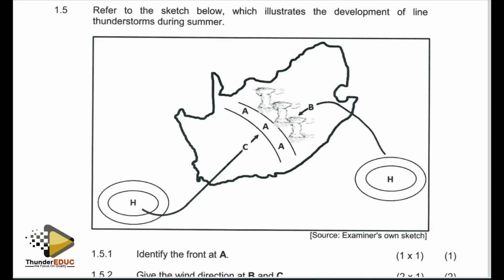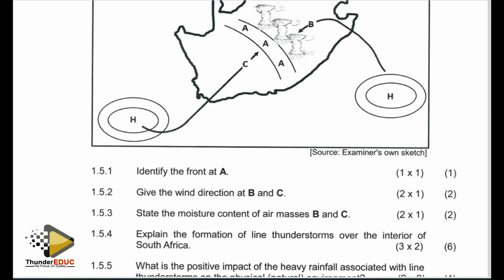Right, we have question number 1.5.1. Identify the front at A. This front here at A is a moisture front. It's a moisture front in that instance because of what happens at this front here. We have incidences of cloud formation and heavy rainfall forming along that front. So it's termed a moisture front. Right. Then we move on to the next question.